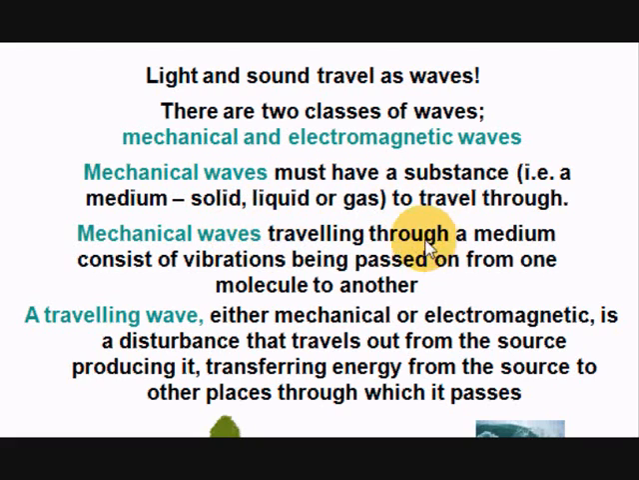Mechanical waves traveling through a medium consist of vibrations being passed on from one molecule to another. And a traveling wave, either mechanical or electromagnetic, is a disturbance that travels out from the source producing it, transferring energy from the source to other places through which it passes.